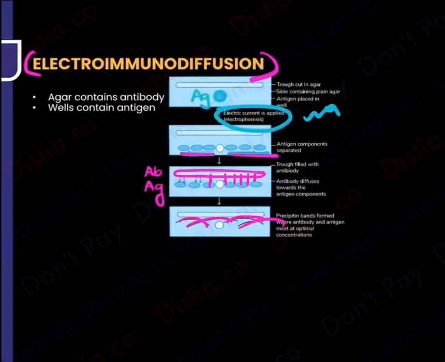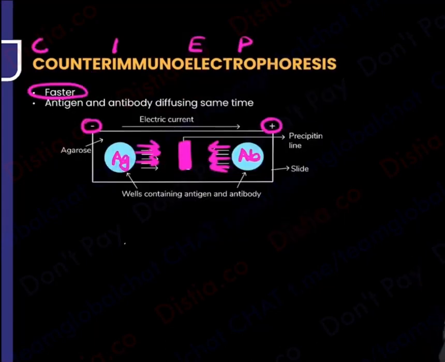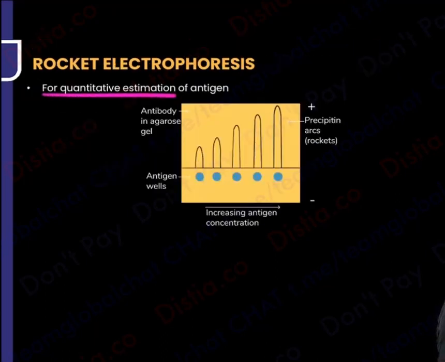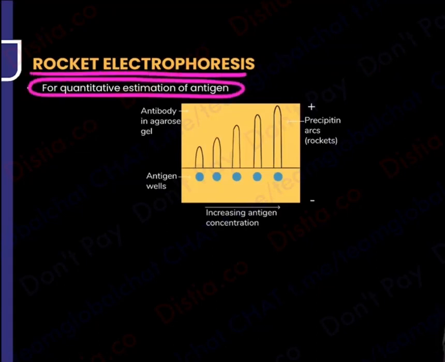Repeating, in electroimmunodiffusion, एक side का current था, only the antibody was going. Over here, antigen antibody, both are going to move. So this is counter immunoelectrophoresis, which is going to be much faster. But none of them are telling me the quantity of the antigen or the quantity of anything. For quantitative assessment of the antigen, I am doing rocket. Easiest to identify, rocket immunoelectrophoresis.